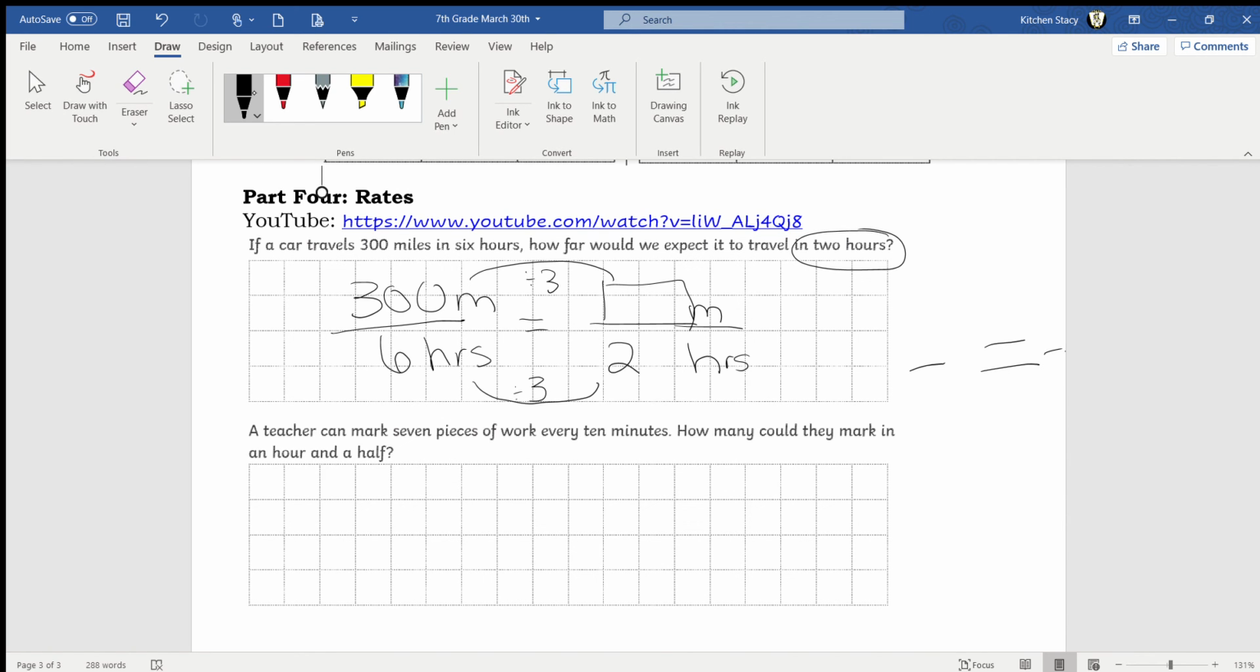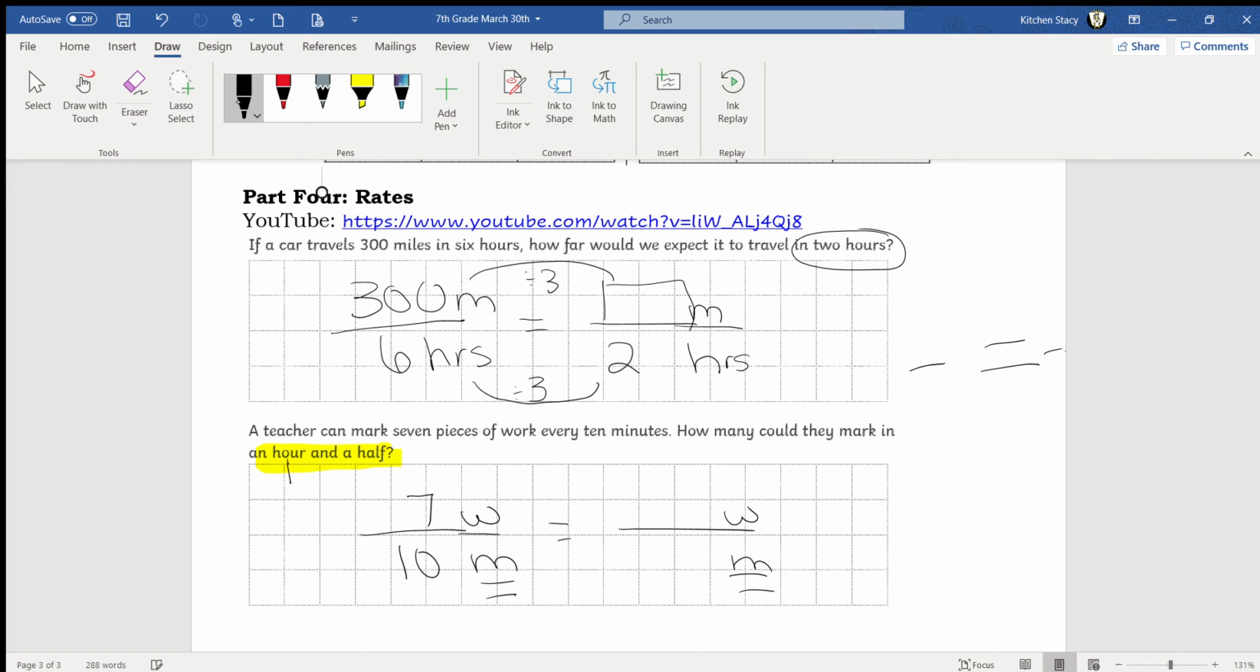So for this one, there's 7 pieces of work in 10 minutes. How much do they do in an hour and a half? But if you notice, they changed the minutes on me. So for here, I'm working with 10 minutes with 7 pieces of work. I don't want to change my rate, minutes.